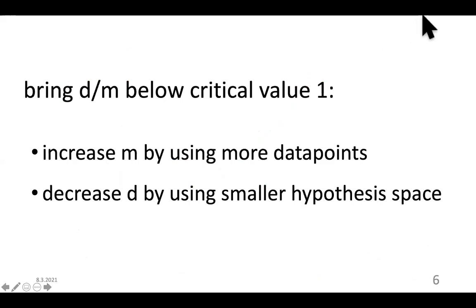So as I said, the important quantity is this ratio of effective dimension divided by the number of data points in the training set. We need to get this ratio below the critical value 1. And there are, of course, 2 options here. Either we increase the number of data points in the training set by using more data for the training, so we make M larger, or we do not increase the data, but we try to decrease the effective dimension. We make the model smaller.